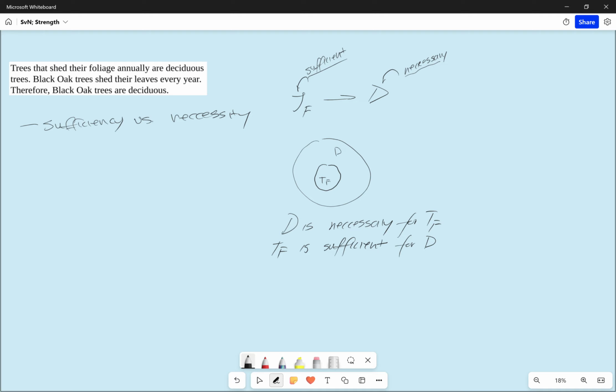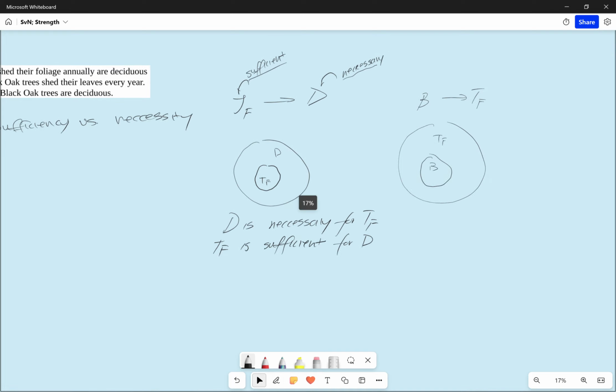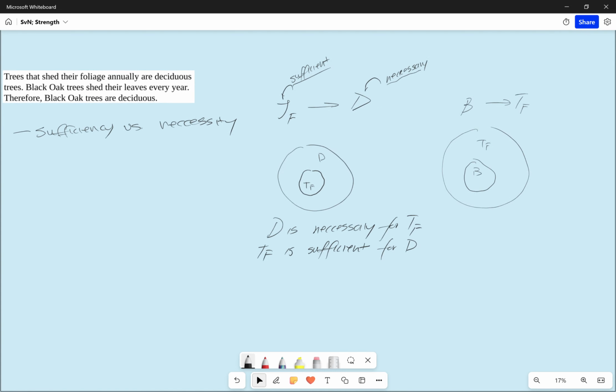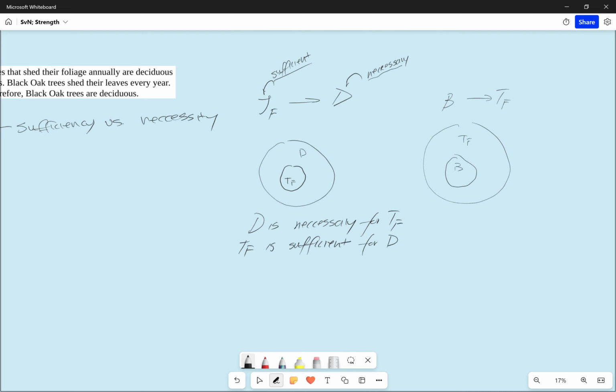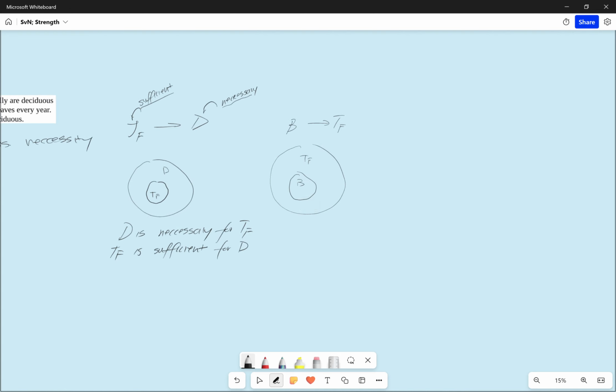Black oak trees shed their leaves every single year. Now we can do this here. Black oak trees shed their leaves, or shed their foliage. So what's the all-encompassing idea here? Well, we know that black oak trees, not all black oak trees, shed their leaves every year. So they're part of the tree-shedding, or tree foliage, superset. And then we can also imply here that this is the sufficient condition and this is the necessary condition.